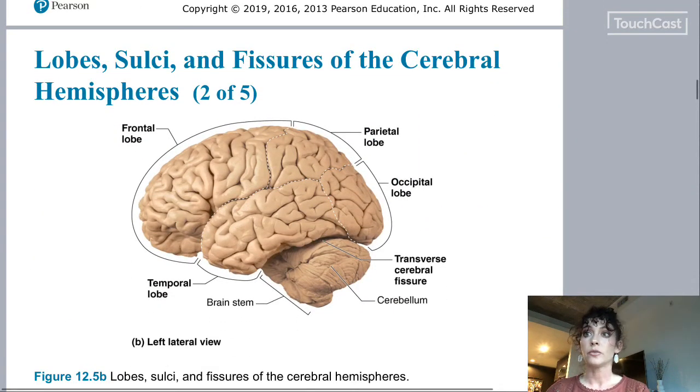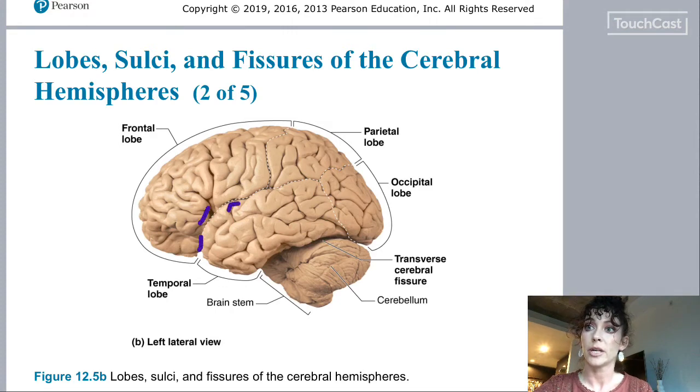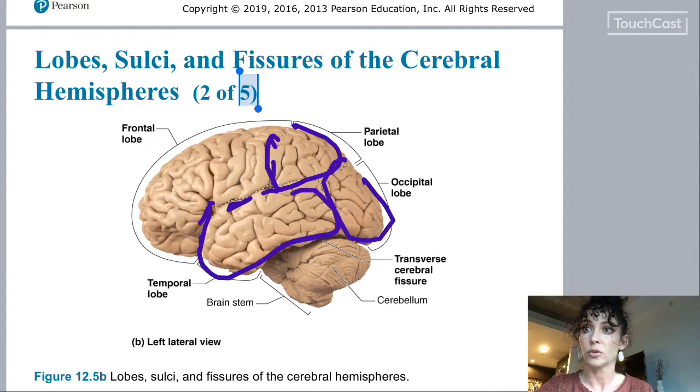So here's a lateral view. If we're looking at the different lobes here, you can see they are separated by these dotted lines. The frontal lobe here is covered by our frontal bone, the temporal bone on the side here, the occipital lobe here in the back, and parietal lobe on the side. And there's our temporal lobe here.